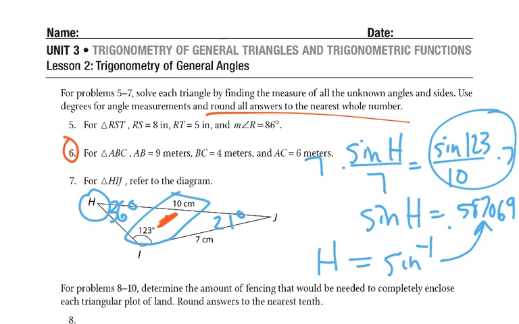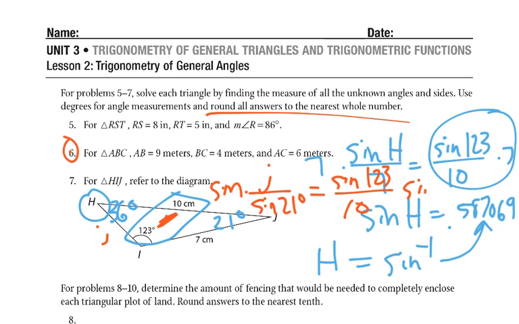Now that I have J, I can use the law of sines again and go to get this little j, we'll call it, side over sine 21 degrees equals the sine of 123 degrees over 10 times the sine of 21 degrees. Because I'm looking for the side, not the angle, I just type that in.